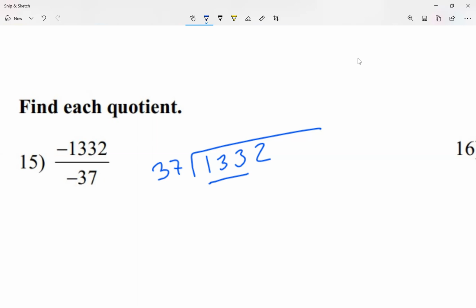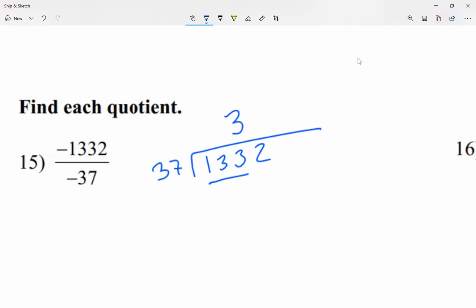Well, I can take a guess. How many times does 37 go into 133? Let me take a look. What if I tried, because 37 is about 40, 133, I'm thinking about three times. I'm going to take a guess. It seems like three times.